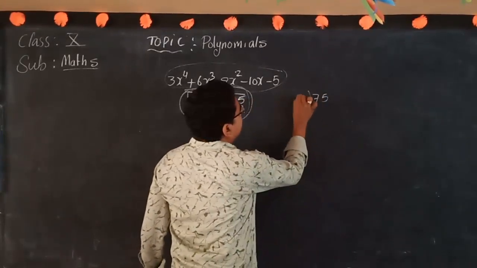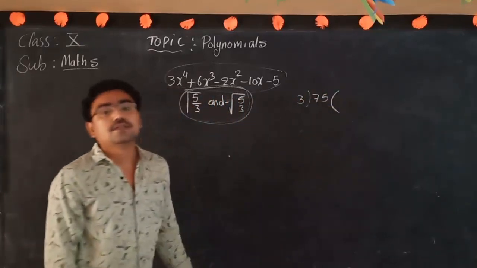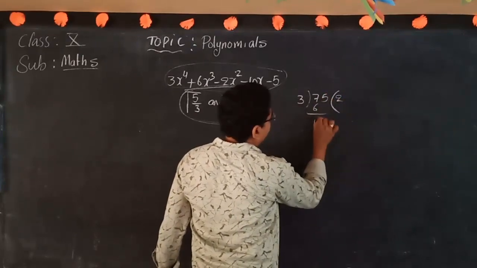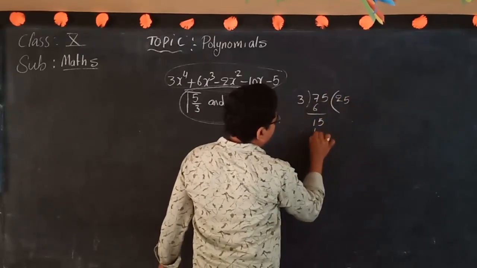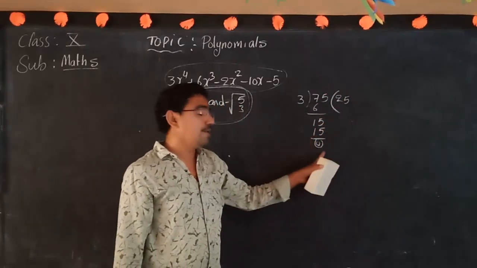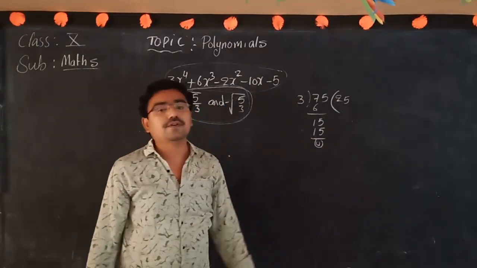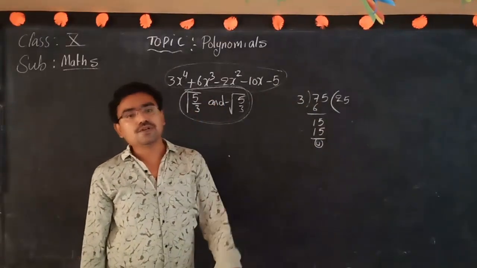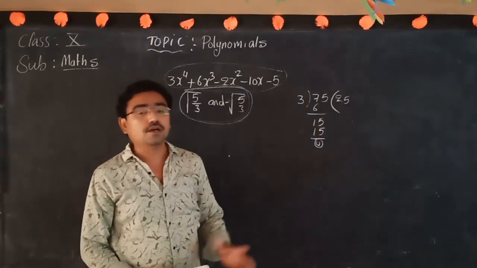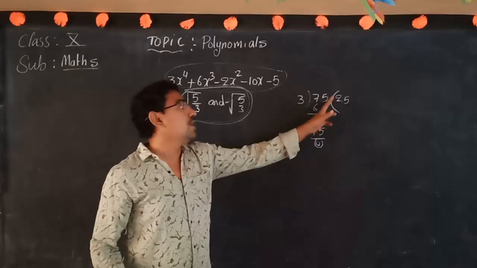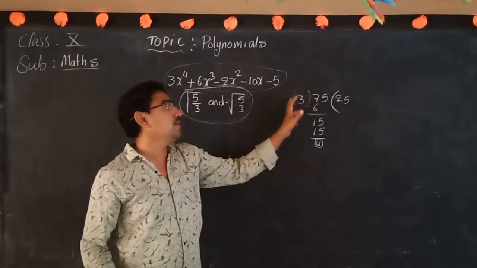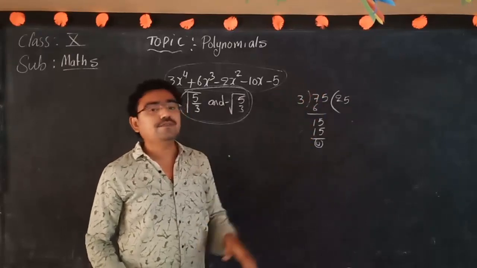75, I am dividing with 3. 3 2s are 6, 1 is the remainder, 5 I am taking down, 3 5s are 15. So what is the remainder? 0. Already we know that when 0 is the remainder, 3 is a factor of 75. Given number 75 is exactly divisible by 3. So that's why 3 is a factor of 75.